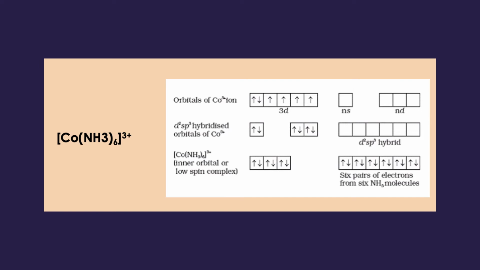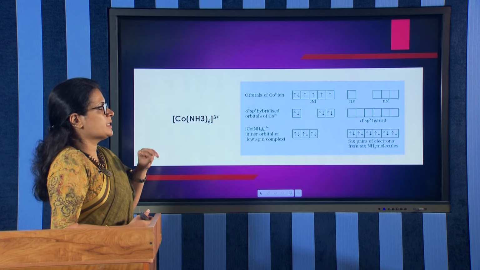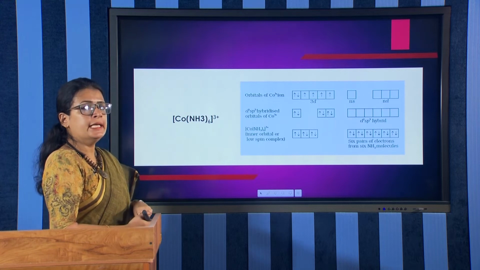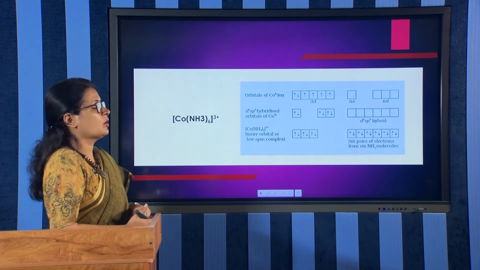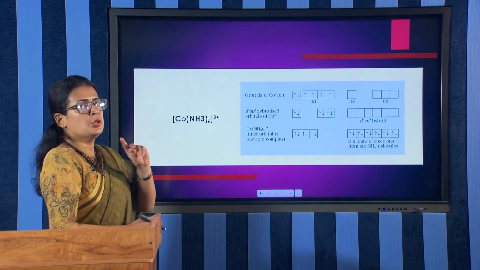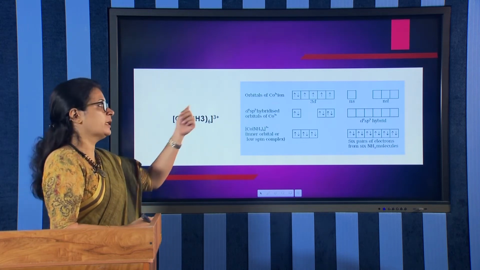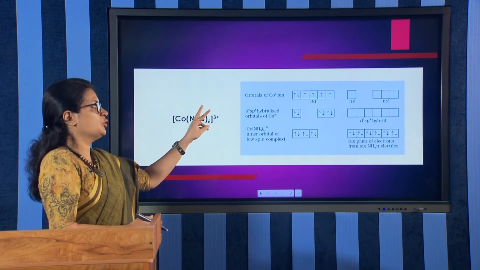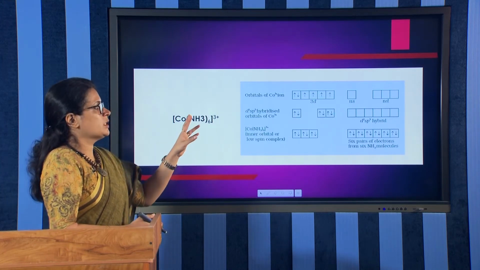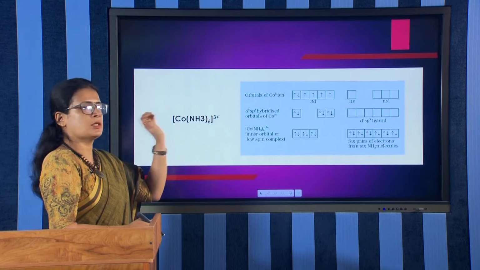For example, [Co(NH3)6]3+. Here you can see the cobalt atom is the central metal atom with an oxidation state of 3+. Cobalt has an electronic configuration of 4s2 3d7. For cobalt 3+, 3 electrons are to be given by cobalt, that is 2 from the 4s orbital and 1 from the 3d orbital. So, in total Co3+ will have 6 electrons in the d orbital and no electrons in the s orbital.